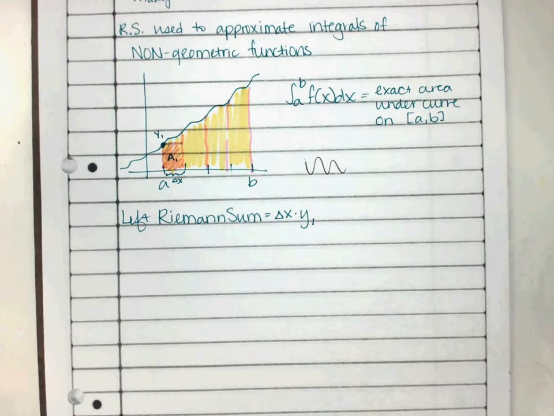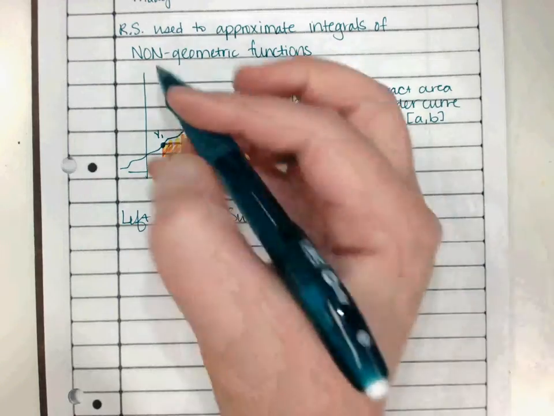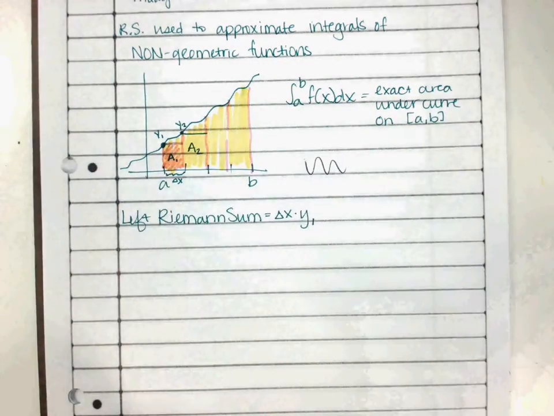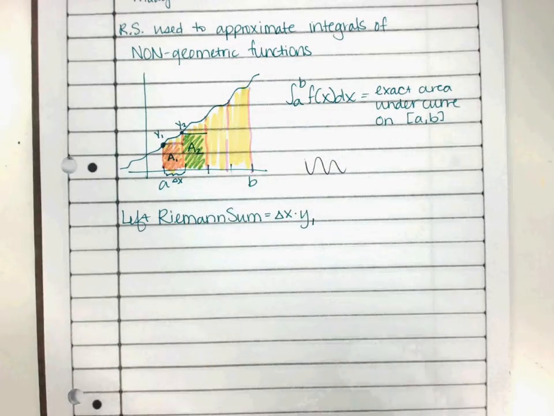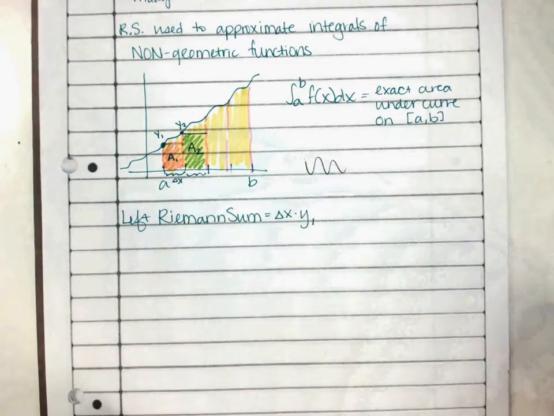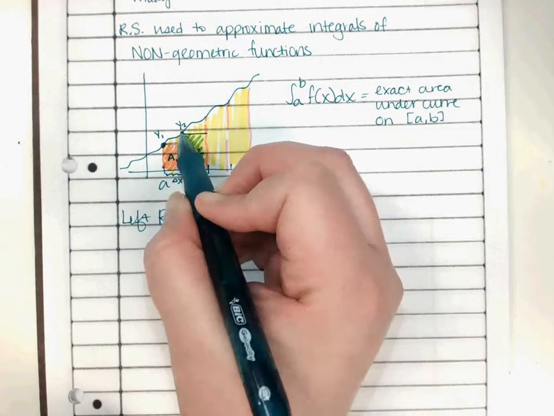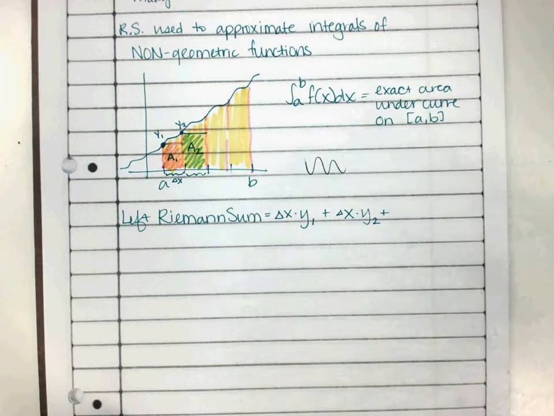Okay, next one. Going to do it in green. This is going to be A2. This is my second rectangle. I'm going to use y2's height to construct a rectangle, and then I'm going to find the area of that rectangle doing base times height. How wide is the base, we said? Delta x. And then how tall is it? Y2.